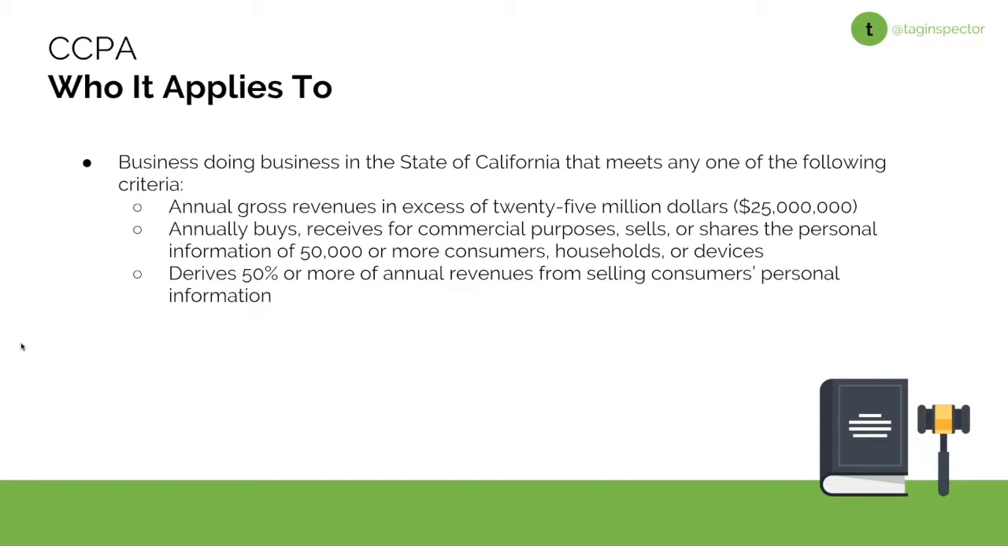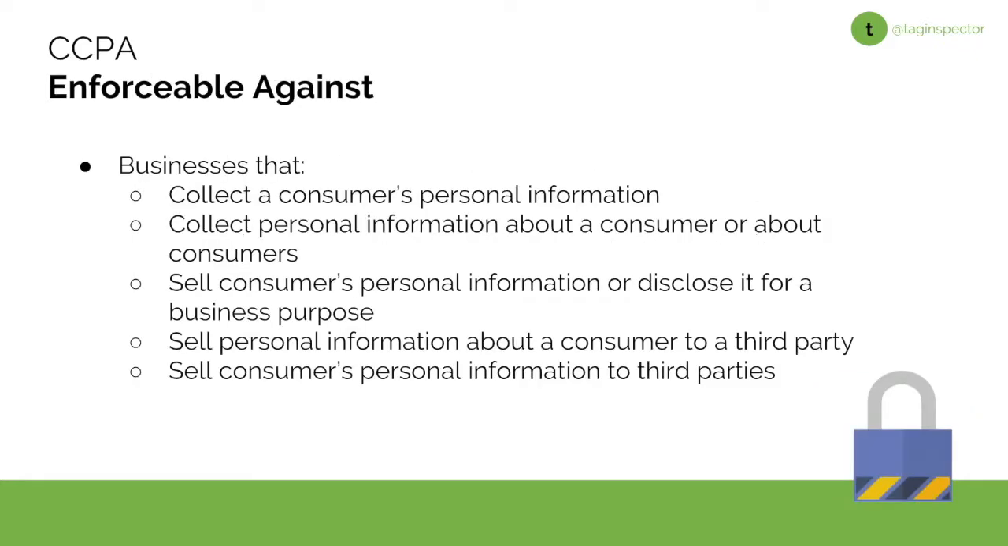So if you meet any of those three criteria, this privacy legislation is going to impact your business. You're going to need to adhere to it. If you meet those criteria, the law is then enforceable against any business that collects consumers' personal information, that collects personal information about a consumer or about consumers, sells consumers' personal information or discloses it for a business purpose, sells personal information about a consumer to a third party, as well as that just directly sells consumers' personal information to third parties.